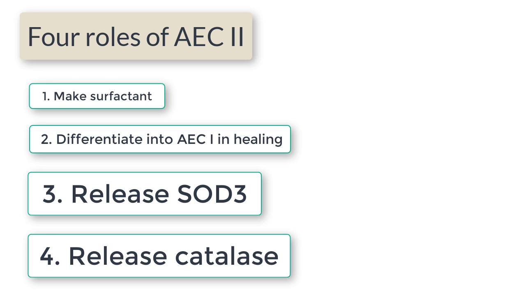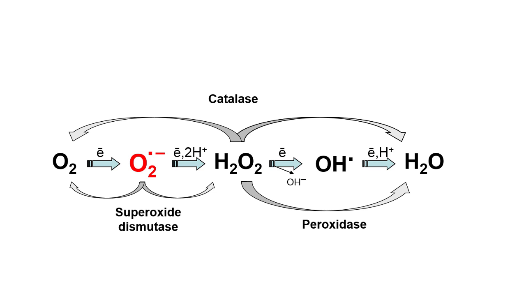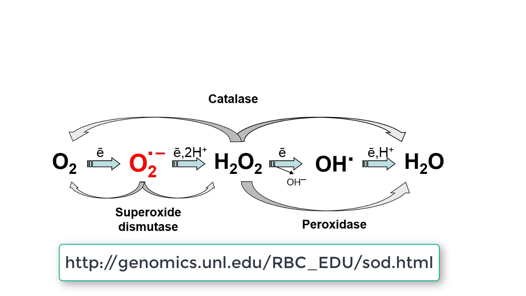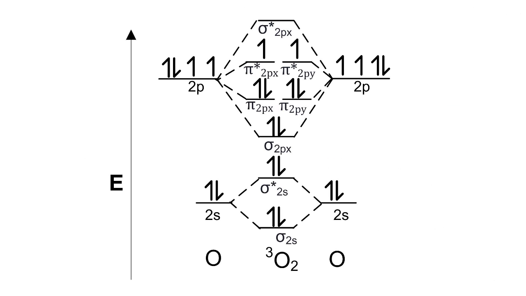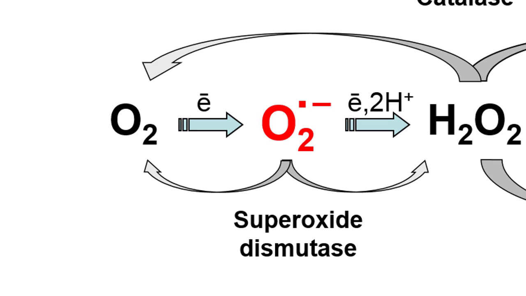In this third video, I'm picking up on the third and fourth roles of alveolar epithelial type II cells, releasing superoxide dismutase 3 and catalase to the outside of alveolar epithelial cells. We will look at how superoxide is made from oxygen using the perspective of redox chemistry and enzyme mechanisms and quantum mechanics of molecular orbitals, because these perspectives are needed to understand superoxide dismutase 3 and catalase.